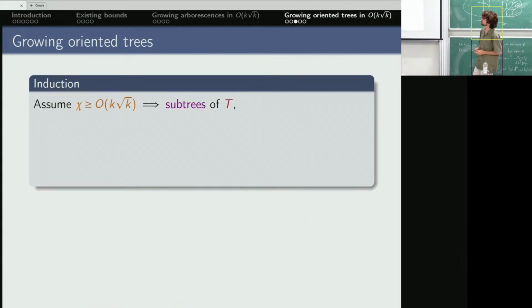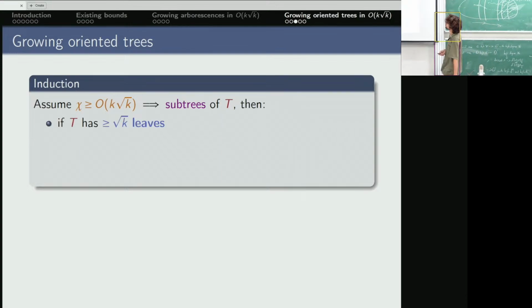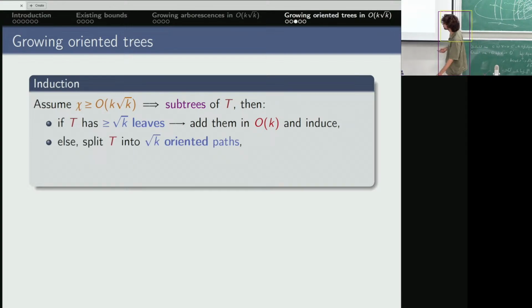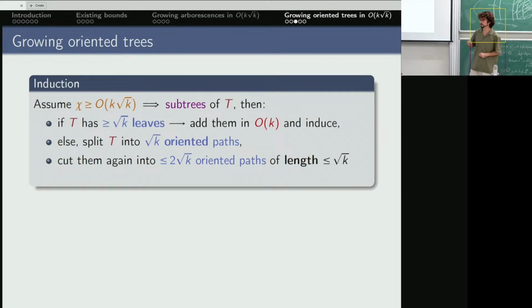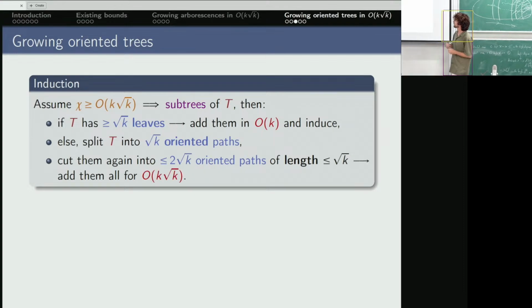So let's move to the induction. If you have your k square root of k bound for subtrees of T, if you have a lot of leaves, you do two operations, outgluing, ingluing, and you induce. Otherwise, you can split into few oriented paths. And these oriented paths, if you have paths of long length, you just cut them again into paths of length at most square root of k. And you get at most square root of k paths in the end.